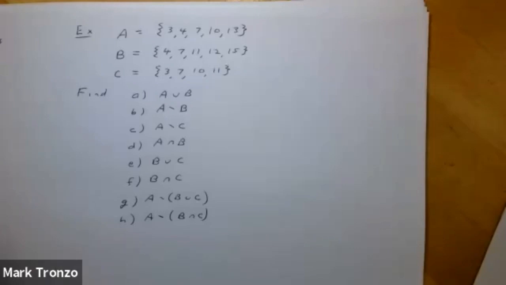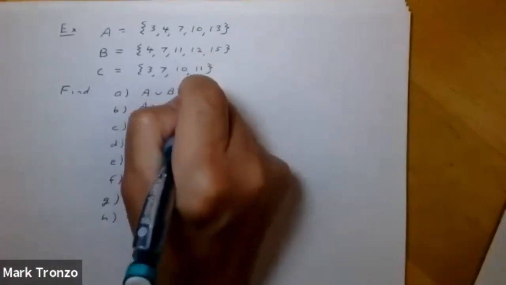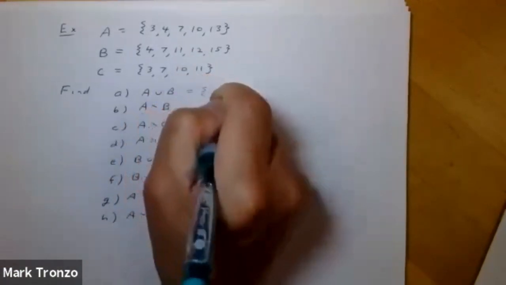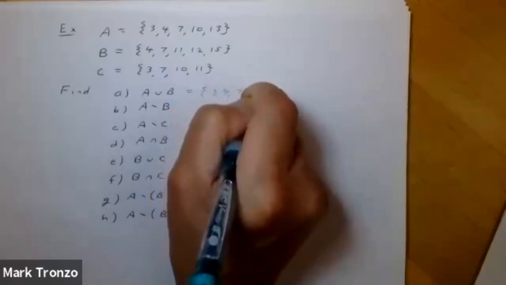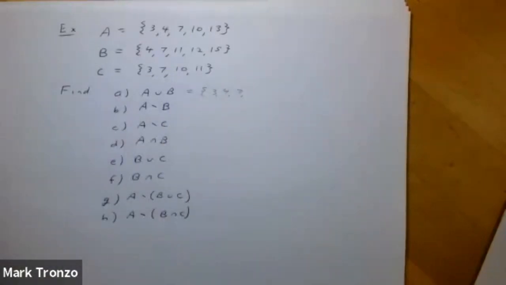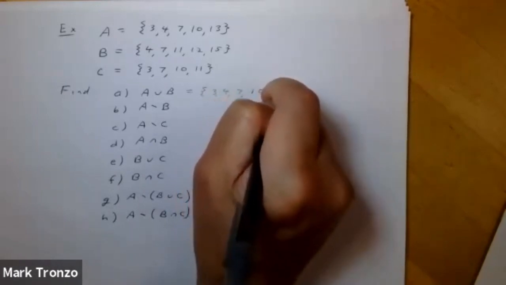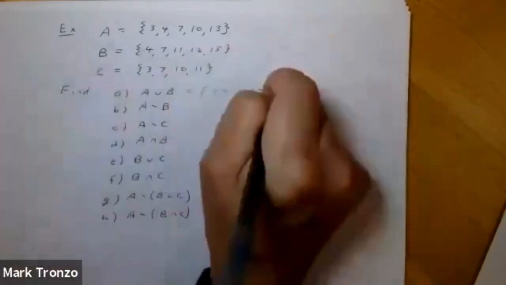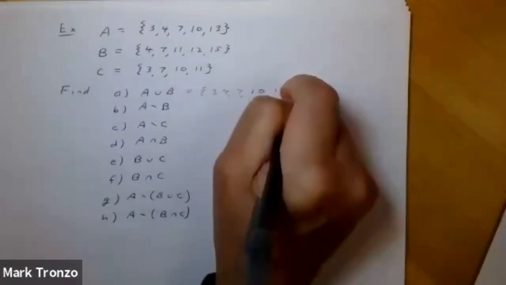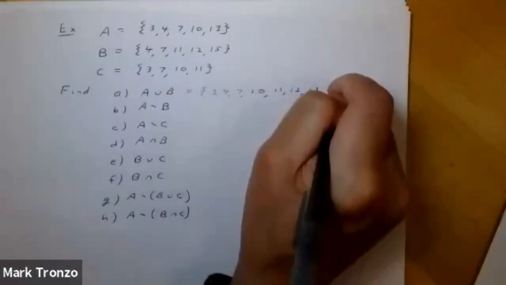Okay. What did you get? Let's see. I'll write down some of the obvious ones first. This one looks like 3, 4, 7, 10, 11, 12, 13, 15.